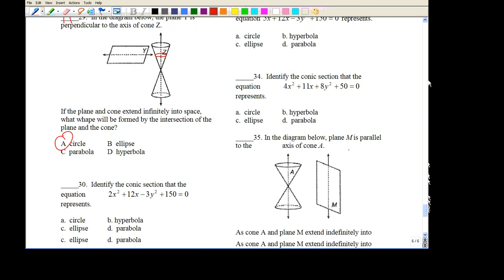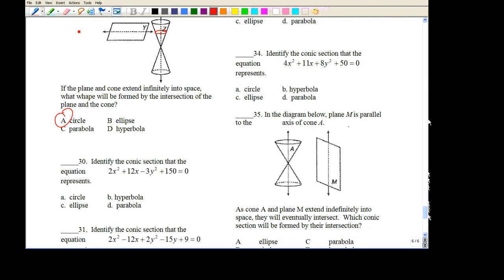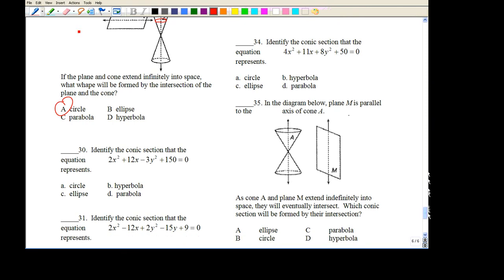On number 30, identify the conic section that the equation 2x squared plus 12x minus 3y squared plus 50 equals 0 represents. So if you look, we've got to only look at the x squared and the y squared terms. You only have to look at these two terms right here. These two numbers are different numbers, and we have different signs. So when that happens, anytime you have a different sign, that means you're going to have a hyperbola. So this is a hyperbola.